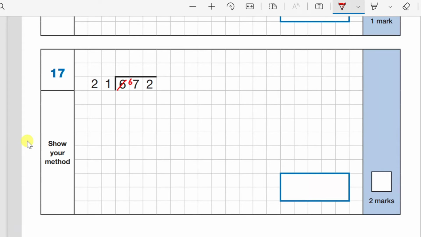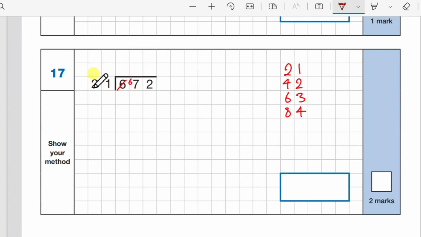So what I want you to do, guys, is list your 21 tables on the right hand side. So starting from 21, keep adding 21. So we've got another 21, which is 42, and then 63, and then 84. Just notice the trick: the tens go up in 2s and units go up in 1s.